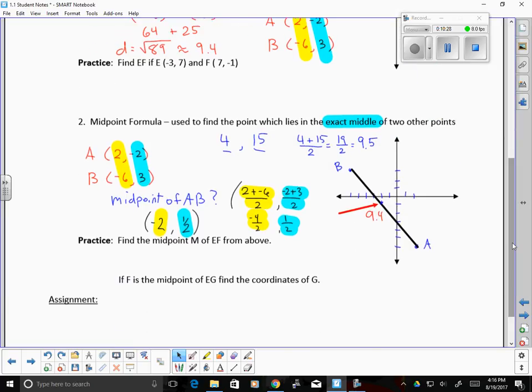Awesome. Okay, so I've got an example for you. Find the distance between EF, and I've given you coordinates right up here, and find the midpoint M of EF from up here, same 2 points. And then there's kind of a bonus question. If F is in the middle of another segment, EG, what would be the coordinates of G? So go ahead and stop and see if you can do those problems.